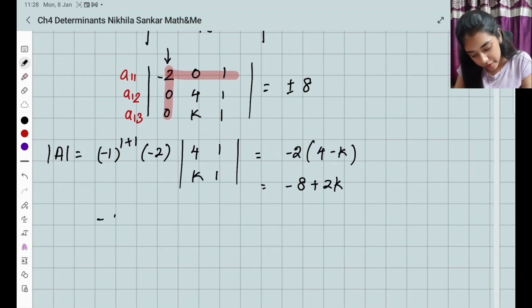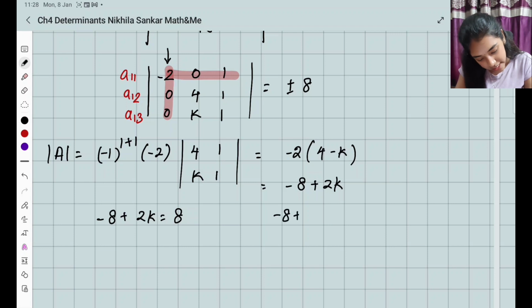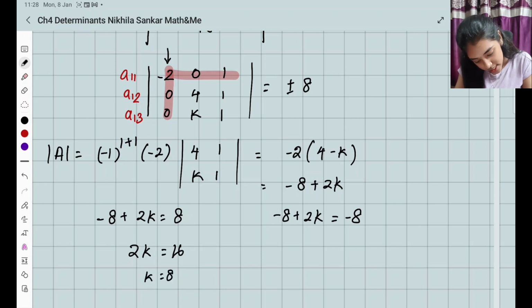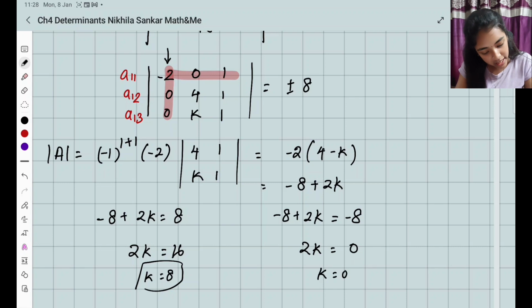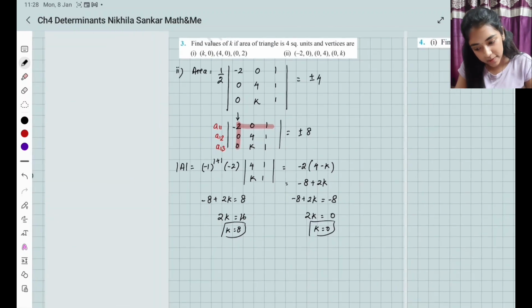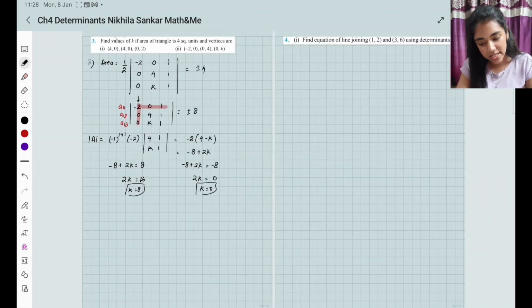Now what are the two different values? Minus 8 plus 2k equals 8. Minus 8 plus 2k equals minus 8. So I have 2k equals 16, k equals 8. So this is one point. Then I have 2k equals 0, k equals 0. So it has come just like the previous question. So I have k equals 0 and k equals 8. Okay, please copy.